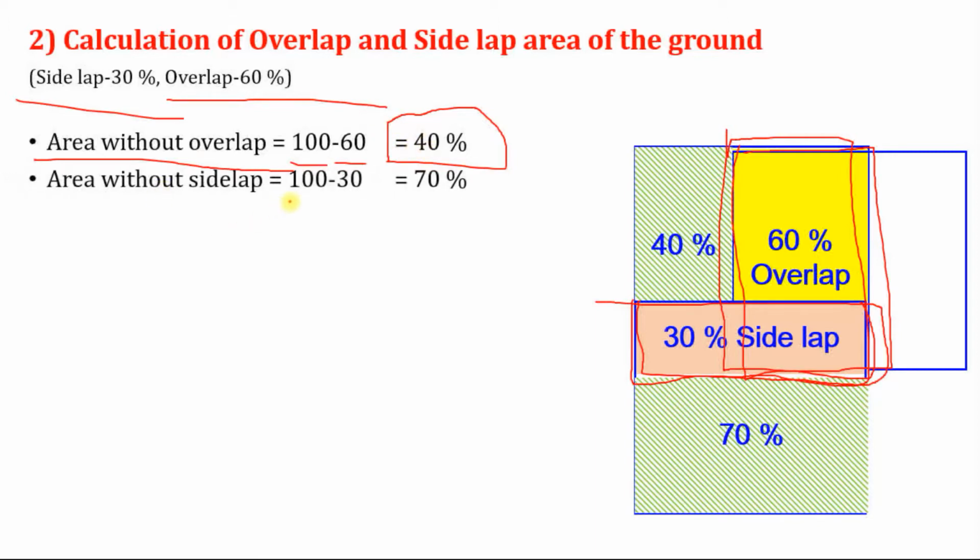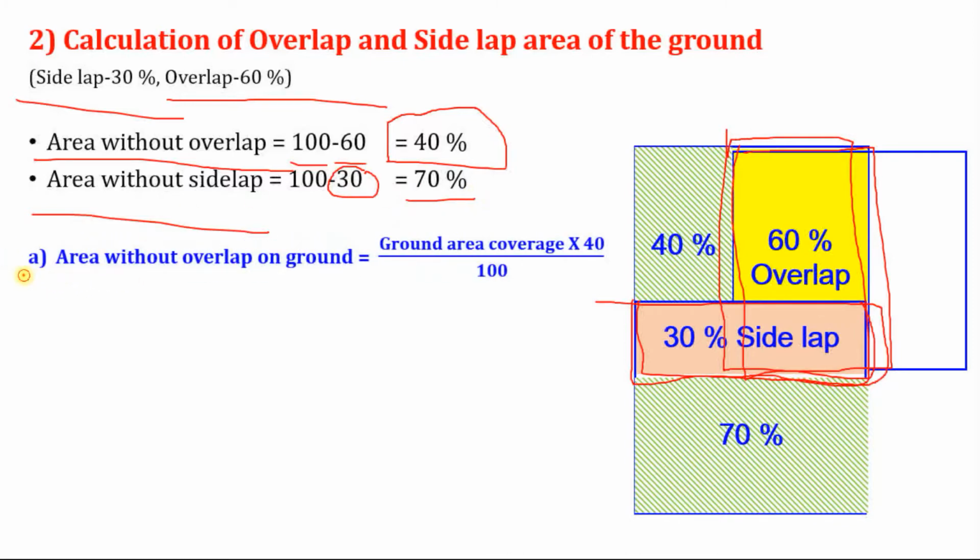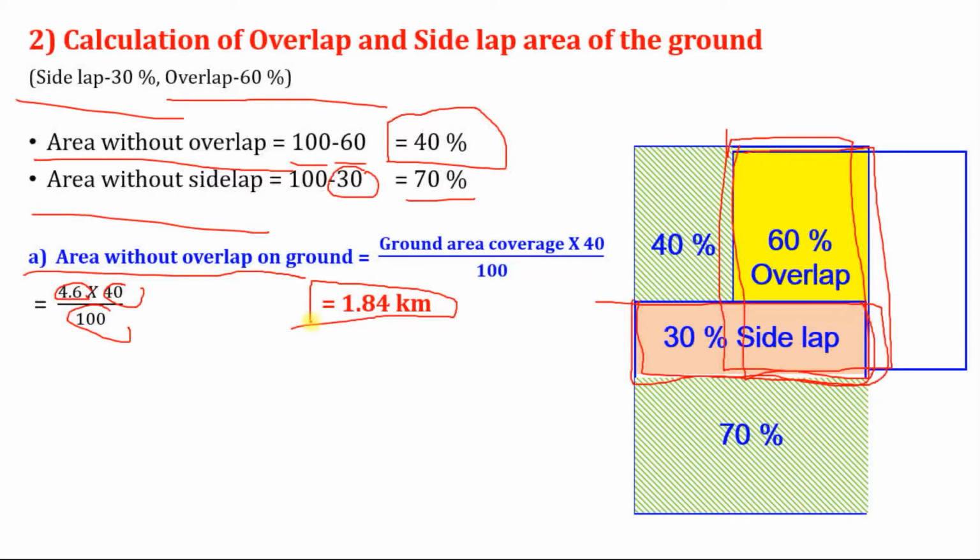Another thing, area without side lap. Side lap is 30%, so 100 minus 30 is equal to 70%. Now the calculation of area without overlap on ground: ground area coverage into 40 divided by 100. Ground area coverage 4.6 kilometers into 40 divided by 100 is equal to 1.84 kilometers. This is the length of the photograph for the 40% area here.